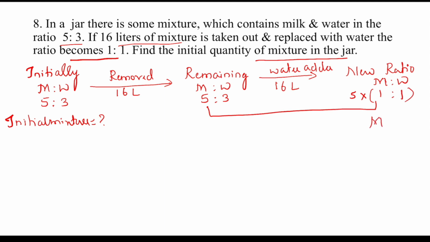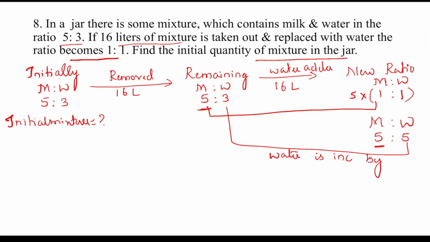So how much will be the ratio now? 5:1 becomes 5:5. Now milk is the same, isn't it? Here it is 5, here also it is 5, but water is changing. See here, how much is water changing? From 3 parts it became 5 parts. That means water is increased by 2 parts.